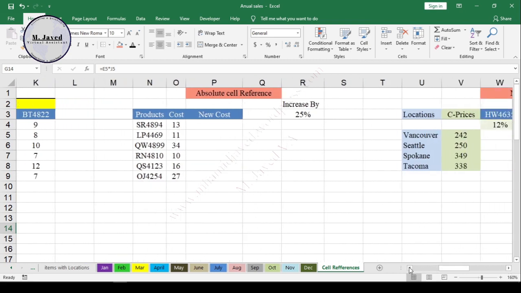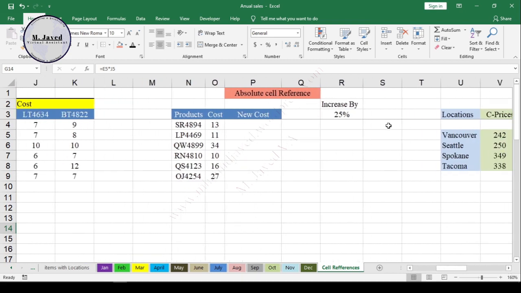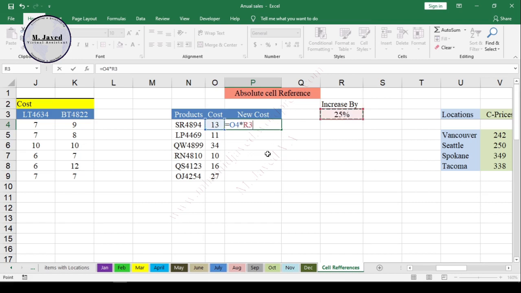Now, here in this example, we will talk about absolute cell references. In this example, I have product names and their cost, and what I want is to increase the cost by 25%. While writing the formula, I am using parentheses to make it easy to understand which step is being calculated first.